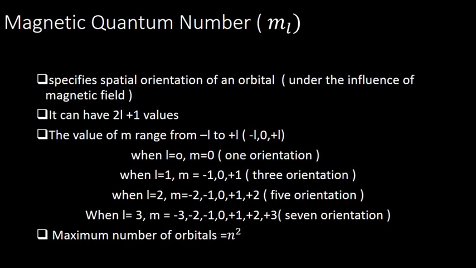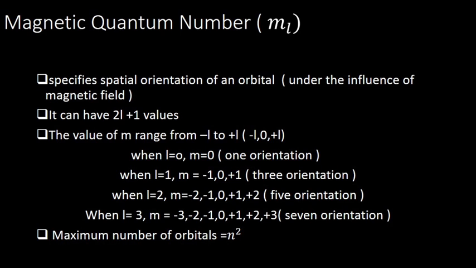So 3 orientations. Now when l is equal to 0, there is only one orientation. Its value will be 0, and the value of m is 0. Now when l is equal to 2, 2 into 2 plus 1, 5 values come. Those values are -2, -1, 0, +1, +2. Now, the maximum number of orbitals possible is n square.